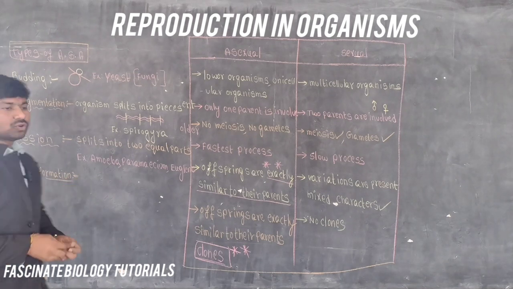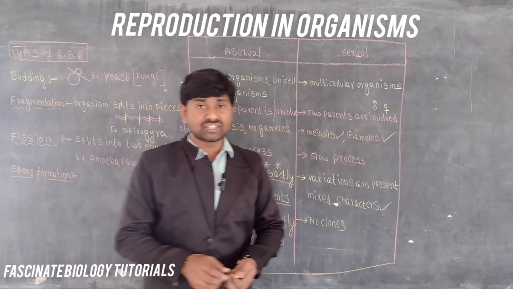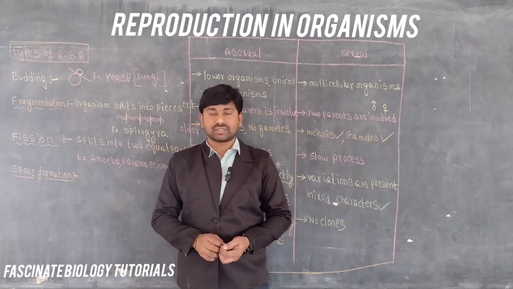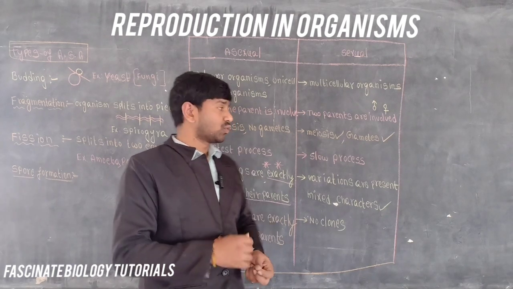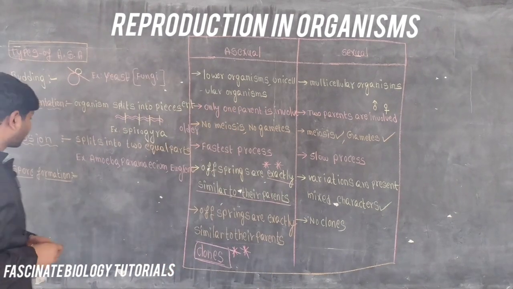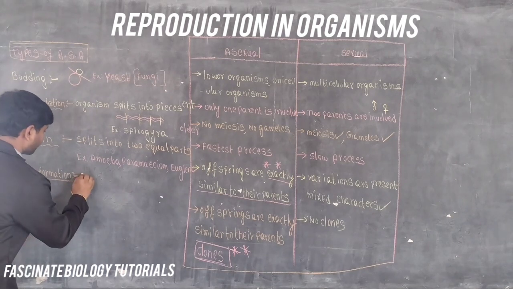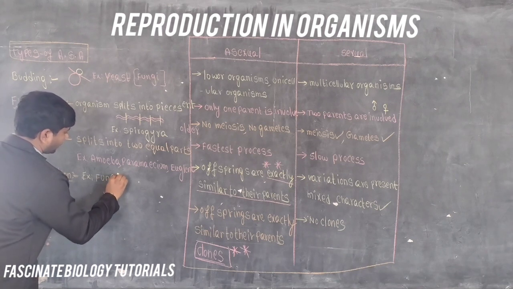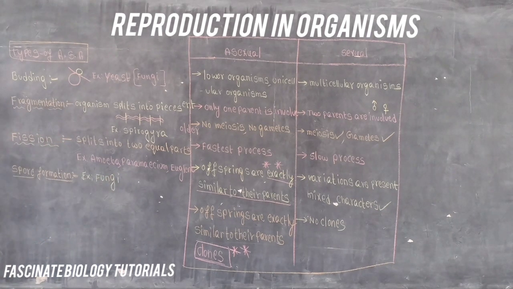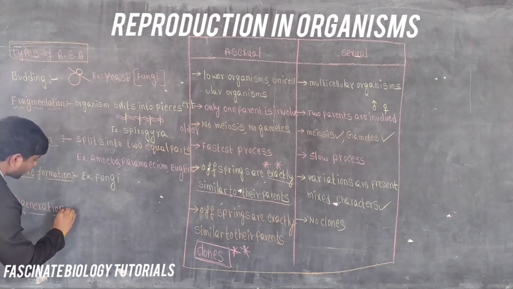Remember, spores are a specialized structure useful for the asexual reproduction process. Spore formation occurs in some fungi, for example. And the last one is regeneration. Regeneration is the last type of asexual reproduction mechanism.